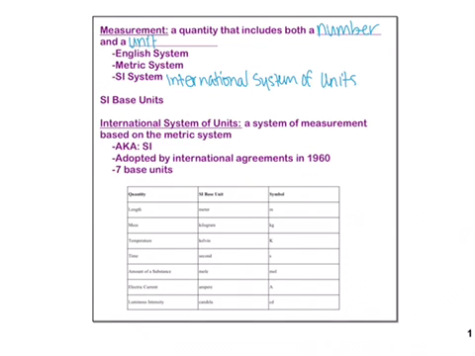The SI system uses base units, and the table below shows you what the base unit is for each of the different quantities. It's based on the metric system, and it was adopted by an international agreement in the 60s, and there are 7 base units. For length, we have meter, mass is kilogram, temperature is Kelvin, time is in seconds, the amount of a substance is mole, electric current is measured in amps, and luminous intensity is the candela.